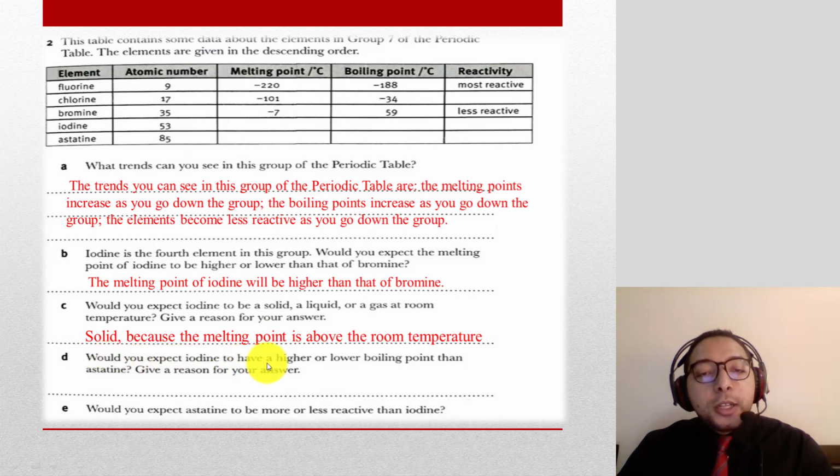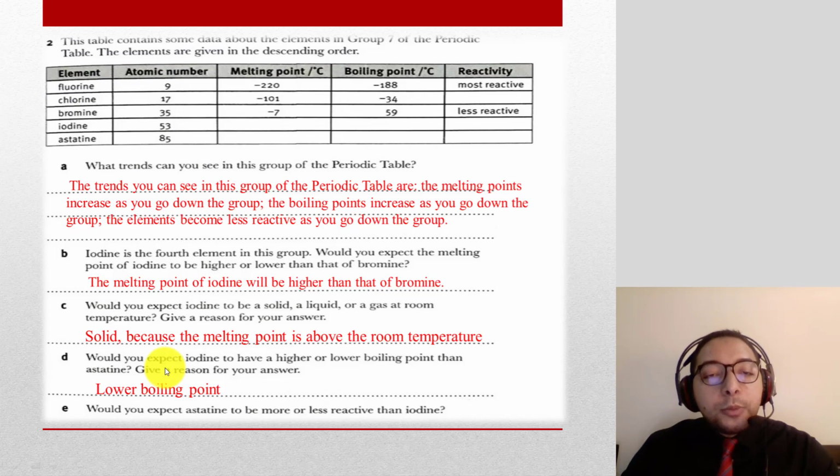Would you expect iodine to have a higher or lower boiling point than astatine, and give your reason? The answer for this question is going to have a lower boiling point, because as we go down the group, the boiling point increases. So that was the answer. Iodine is going to have a lower boiling point than astatine.